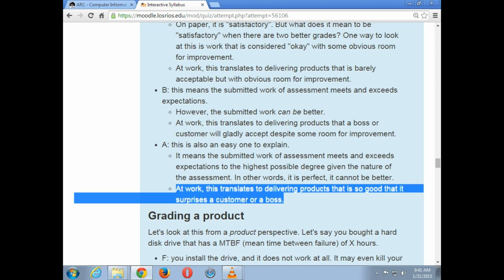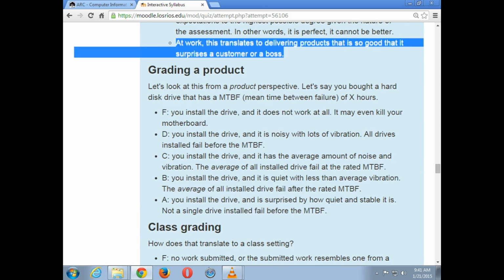But since not everyone has worked before, I just decided maybe this is not the best way to explain what is A, B, C, D, F. So I have this last section here that talks about how to grade a product. How many people have not shopped at Fry's?